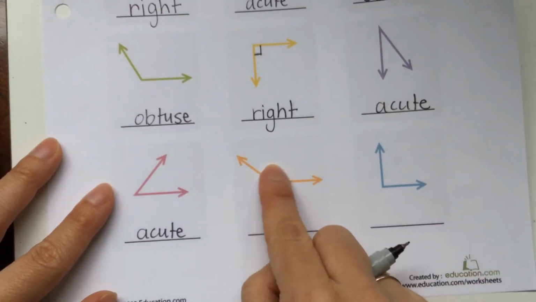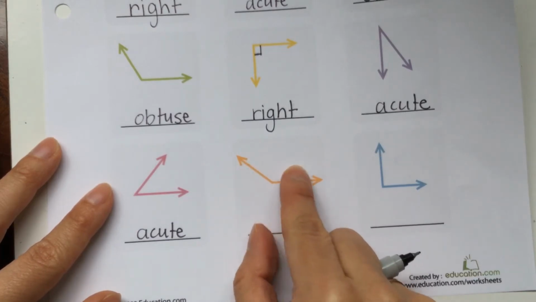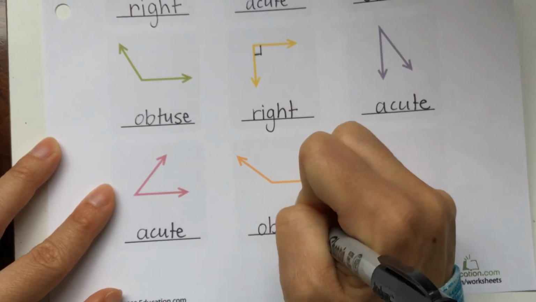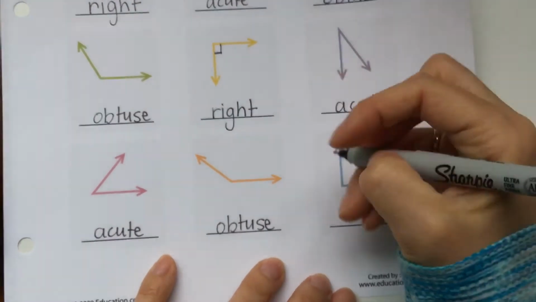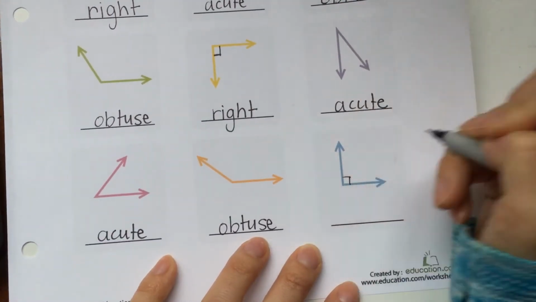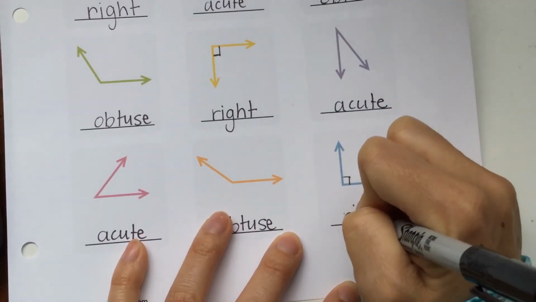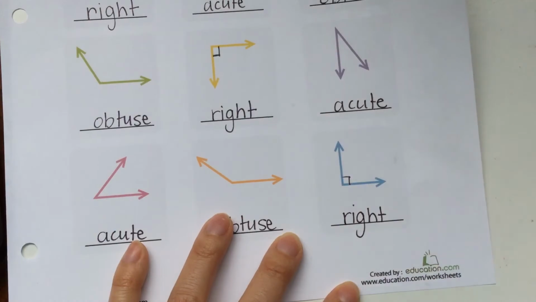Oh, this one's big and loose. It's obtuse. And the last one, we're going to check, can we put a perfect little square in there? We can. That makes it a right angle.